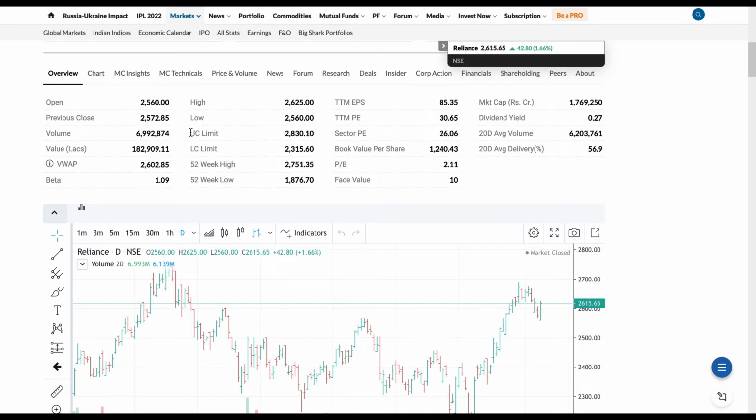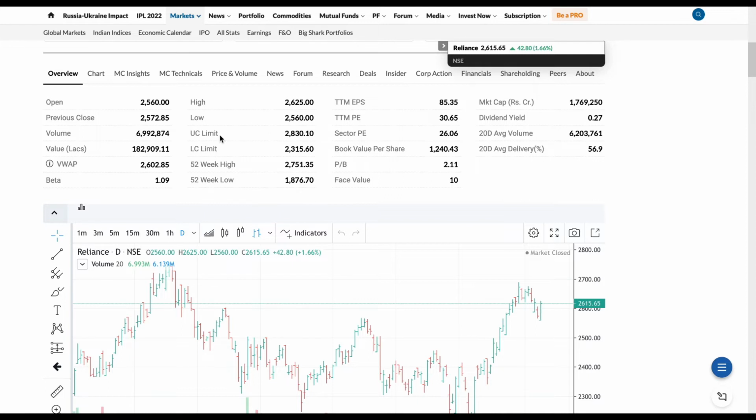Then there's the UC limit and the LC limit. This is quite important to understand because the UC limit stands for the upper circuit limit. This is the highest price that the stock can move up to during the day, and this is usually given as a percentage of 5, 10, 15%, and this percentage is described by SEBI looking at the company's performance and past history.